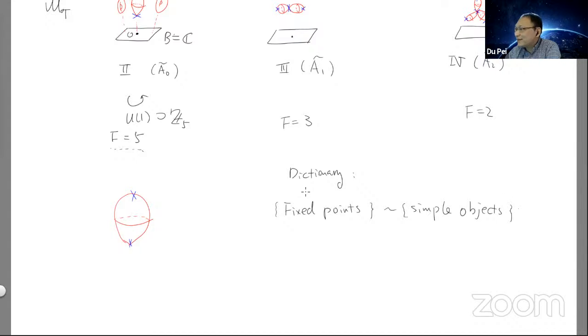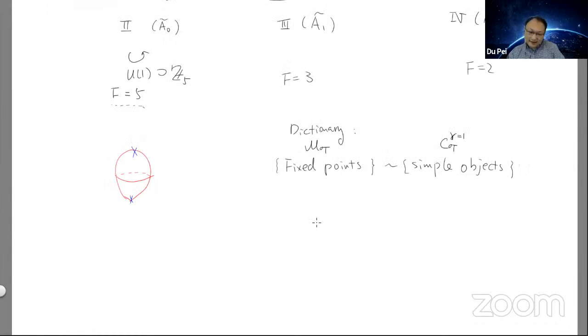So on this side, it's about geometry. On this side, it's about the modular tensor category, C_T gamma equals 1. And then, since the U1 action is actually a Hamiltonian action, generated by a moment map, one can talk about the value of the moment map at each fixed point. And this value can be translated into the value of the T matrix.